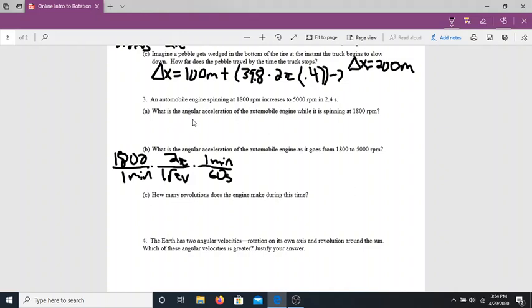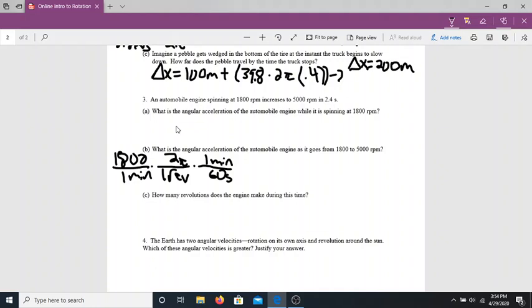For part A, we start with this automobile engine. It's spinning at 800 RPM, and it starts to speed up and increase to 5,000 RPM in 2.4 seconds. Now, question A is asking, what's the angular acceleration of the automobile engine when it's just spinning at 1,800 RPM? And hopefully you thought about this and said, that doesn't make any sense. It's not changing, and that's great.